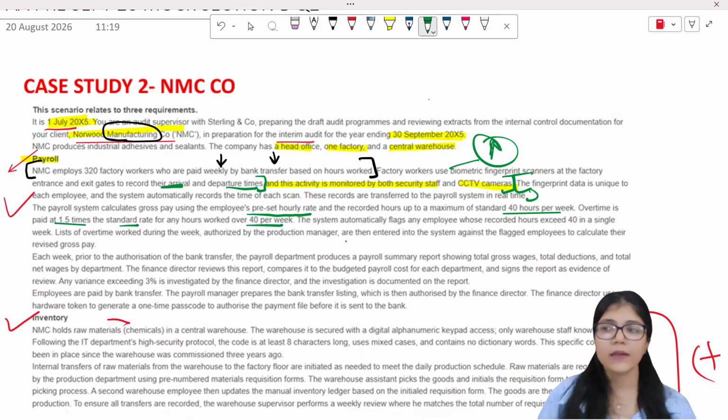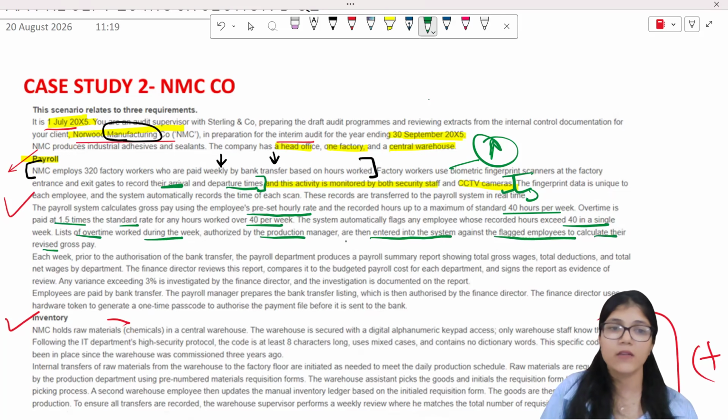The system automatically flags any employee whose recorded hours exceed 40 in a single week. The list of overtime worked during the week is authorized by the payroll manager and then entered in the system against the flagged employees to calculate their revised gross pay. Now over here, the system is automatically flagging any employee whose recorded hours are exceeding 40 in a single week. And then the list of overtime hours worked during the week is also authorized by the production manager before the revised gross pay is processed.